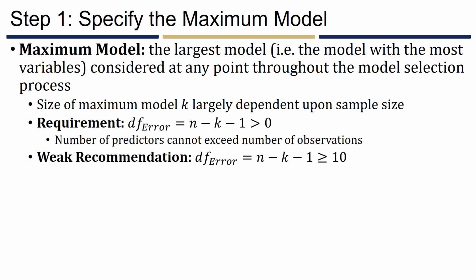One weak recommendation that your textbook offers is that the degrees of freedom in the error term should be at least 10, but the rule of thumb that most statisticians go by is that the total number of observations should be at least 5 times the number of predictors that you have in your model. Another way of thinking about that is that you can use up 1 degree of freedom in the regression for every 5 observations that you have in your data set.